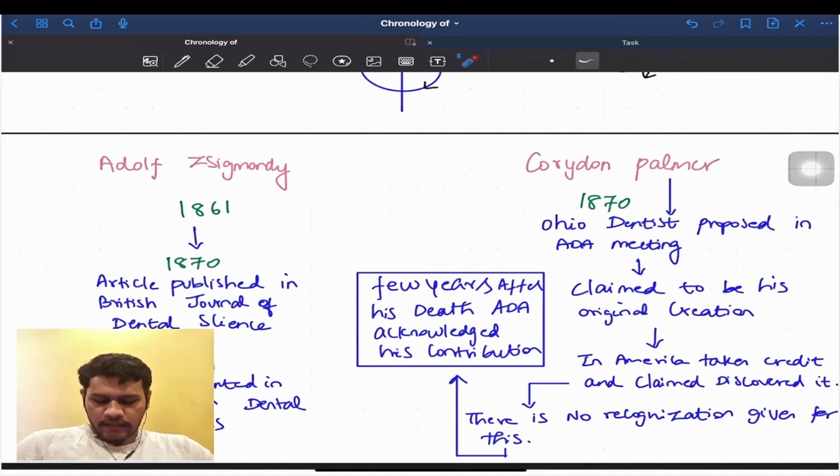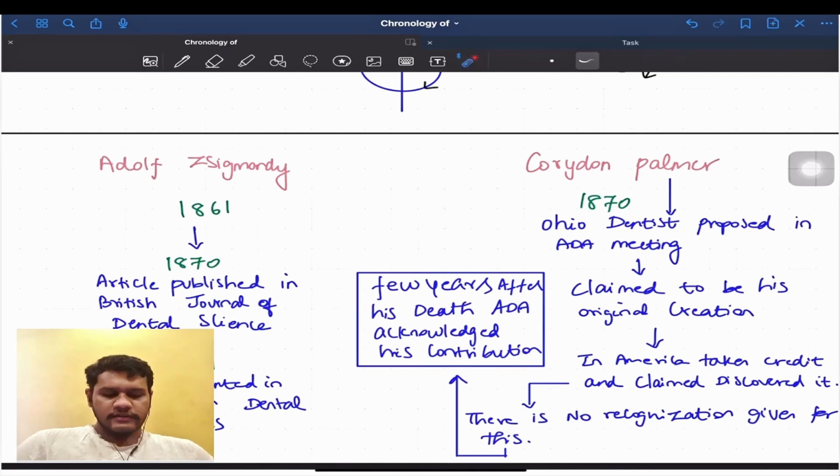In 1889, he also presented this article in the International Dental Conference. He is the first one to get the credit or accreditation for this tooth numbering system. On the other hand, Gordon Palmer is an Ohio dentist. He also proposed the same system in the American Dental Association meeting, claiming this was his original creation. In America, he took the credit and claimed to have discovered it, but there is no recognition given to Gordon Palmer.